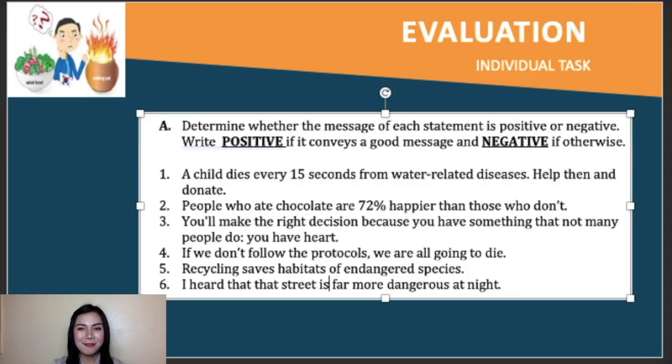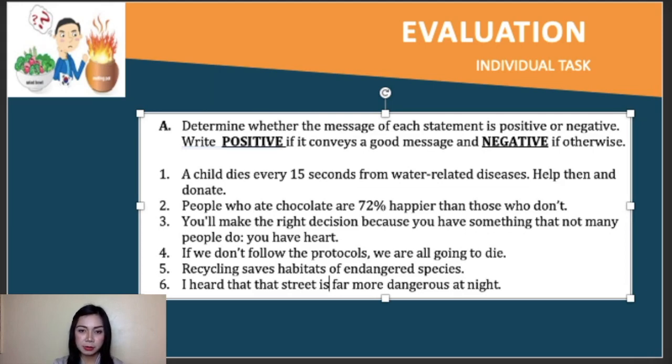Are you ready now for our evaluation? Of course, this is an individual task. So you need to prepare your notepad, or if you don't have a notepad, you can write it at the back of your notebook. The direction is, determine whether the message of each statement is positive or negative. Write positive if it conveys a good message and negative if otherwise.